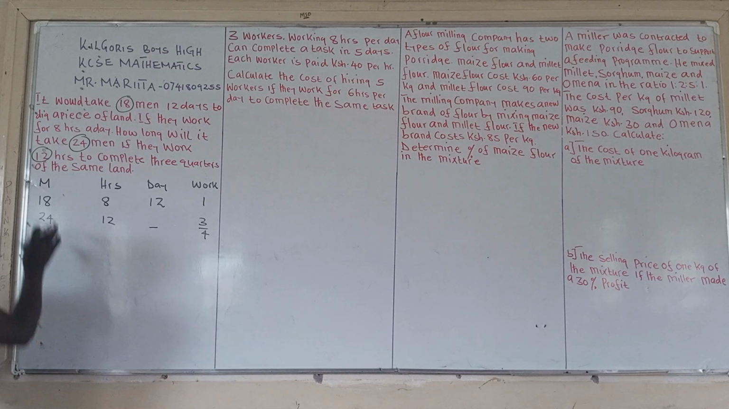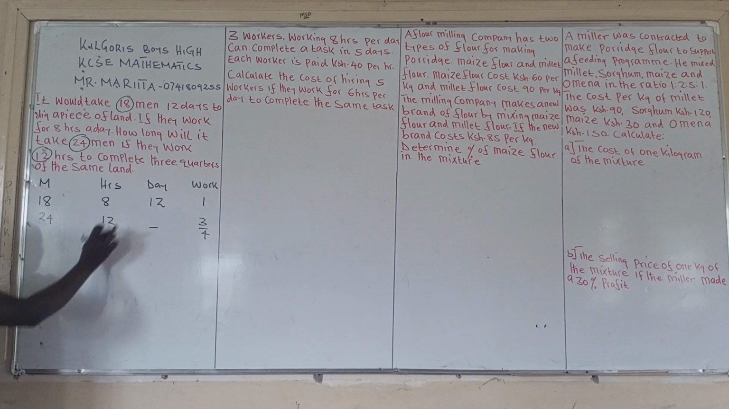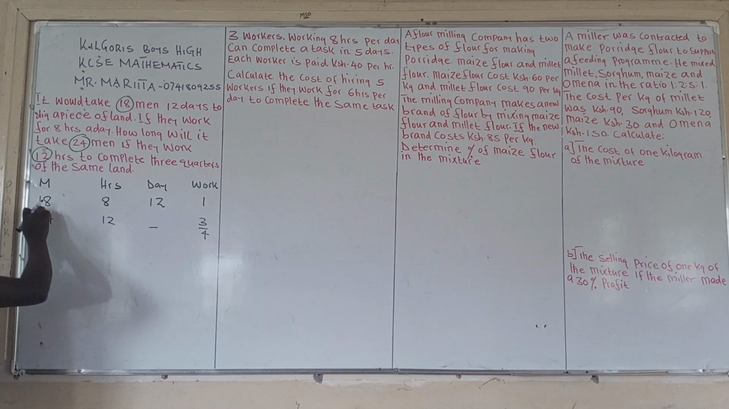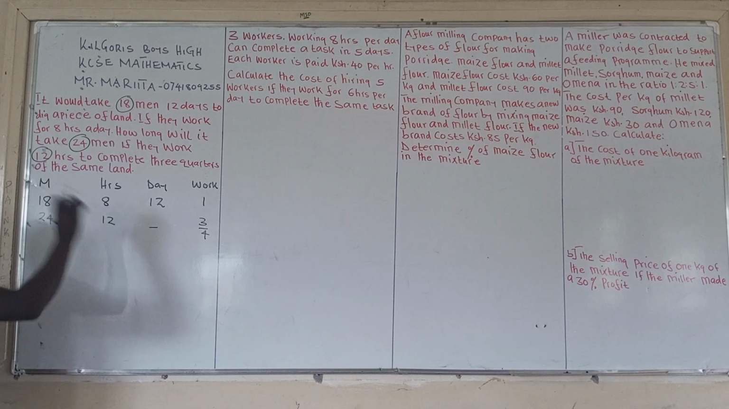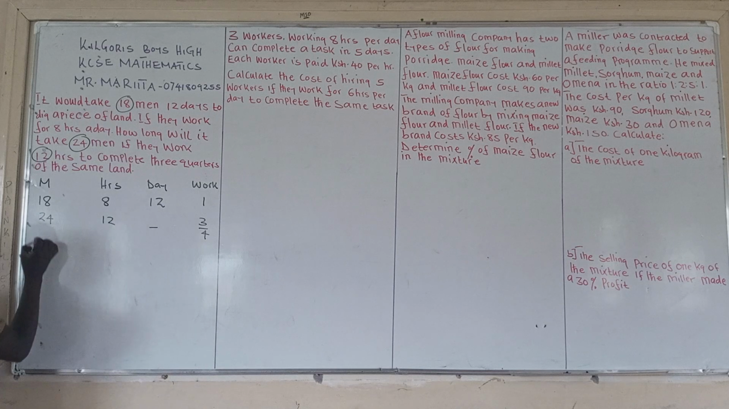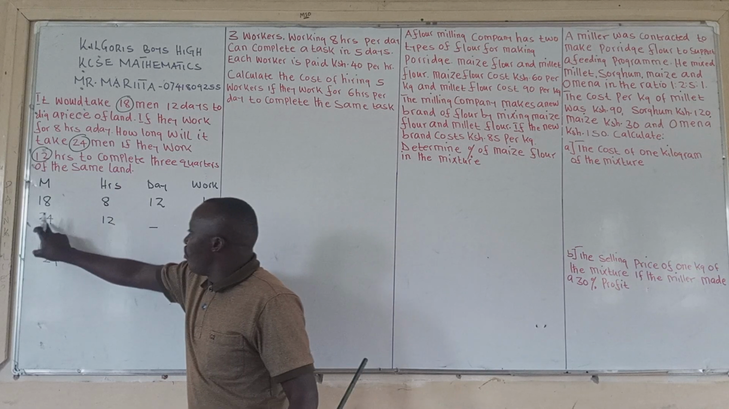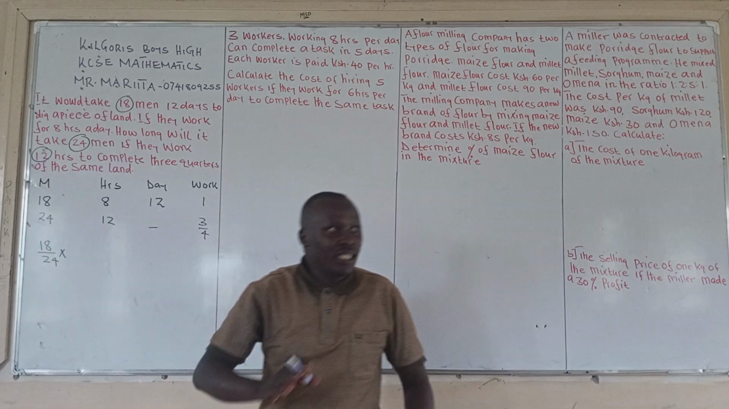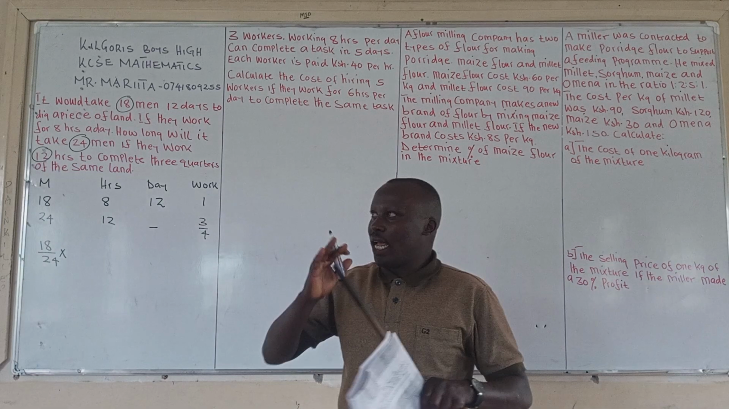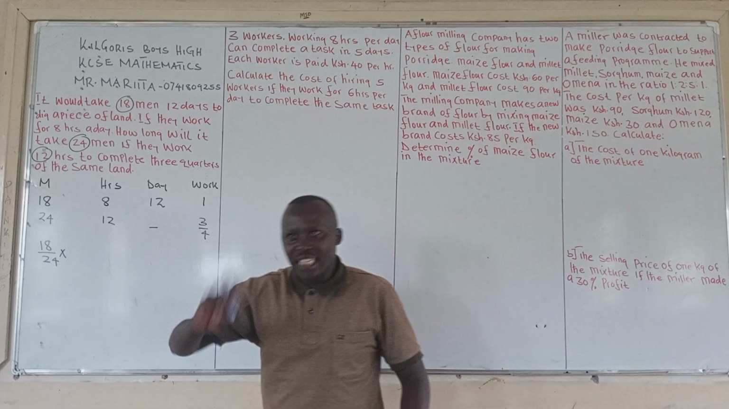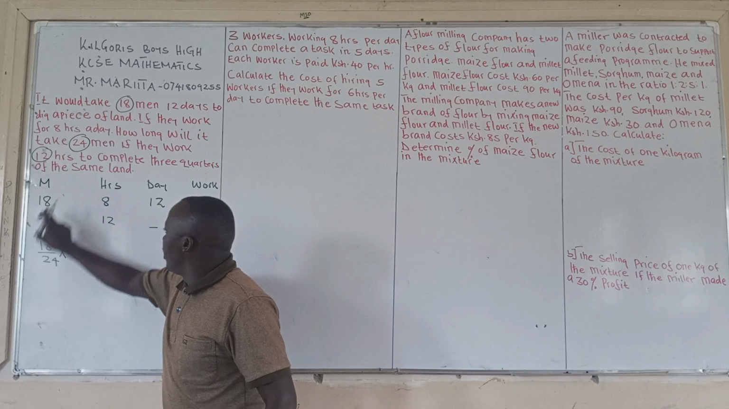What we normally do here, when you compare men and hours, is check if the number of men has increased; this means they will take less hours. If they take less hours to complete a piece of land, you take a smaller fraction. So here we have 18 over 24. Why do we have 18 over 24? We are comparing men and hours. If the number of men has increased from 18 to 24, they will take less hours to complete a piece of land, so you take a smaller fraction. In this case, we have 18 over 24.